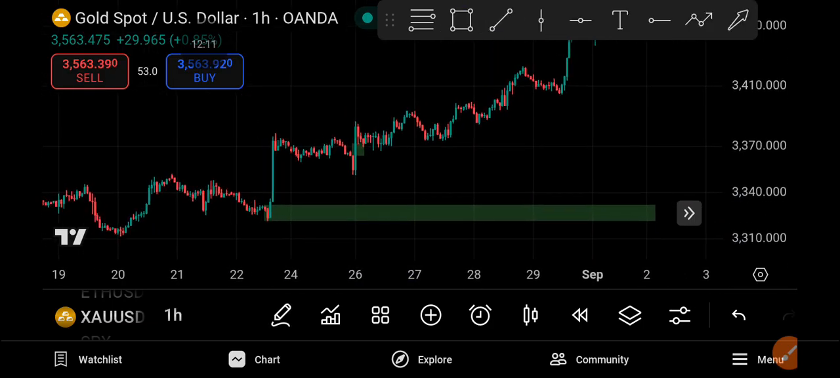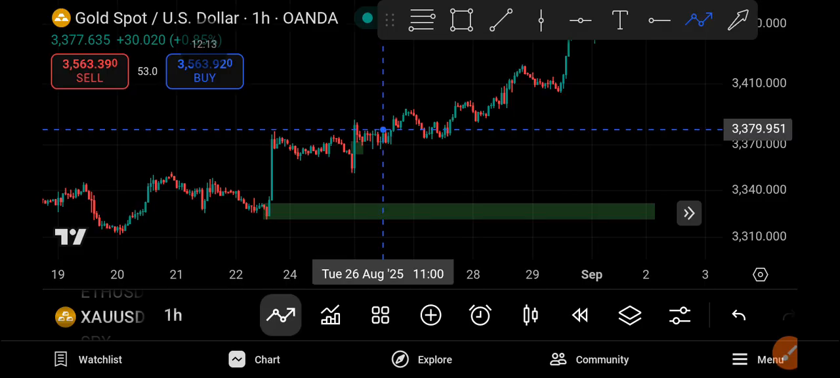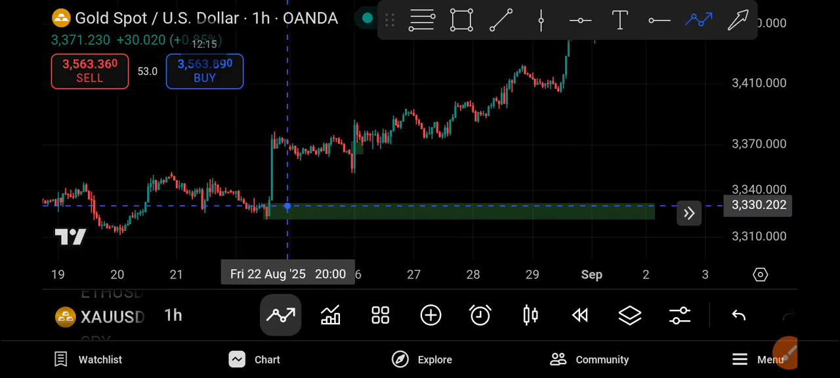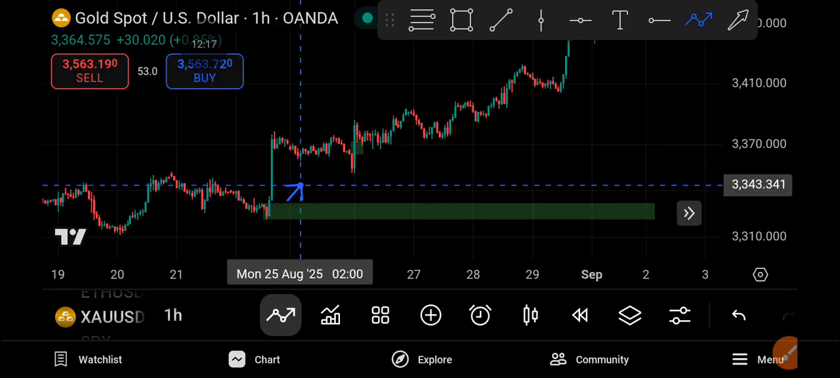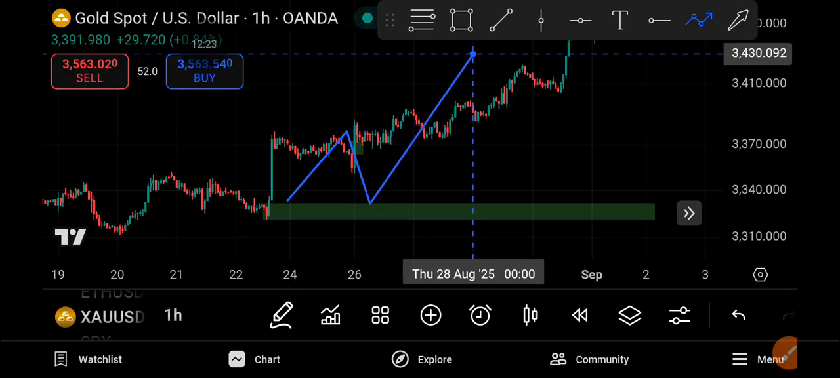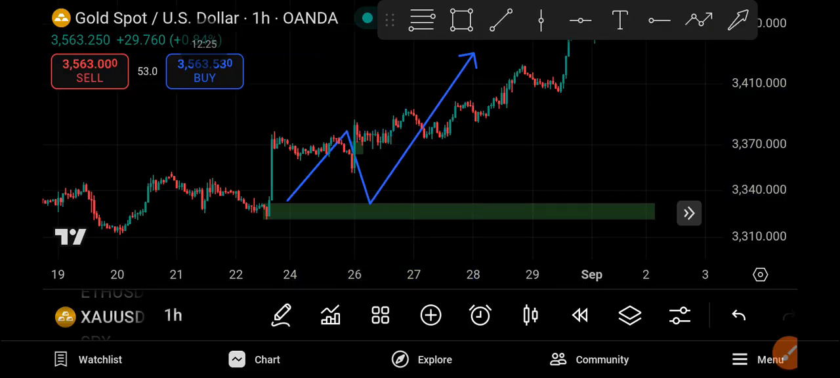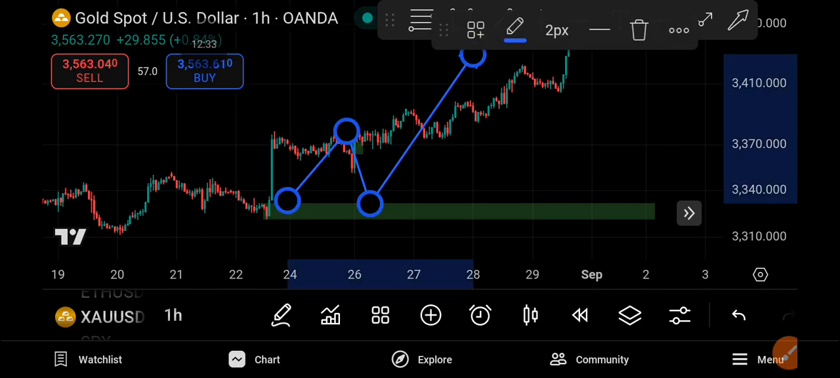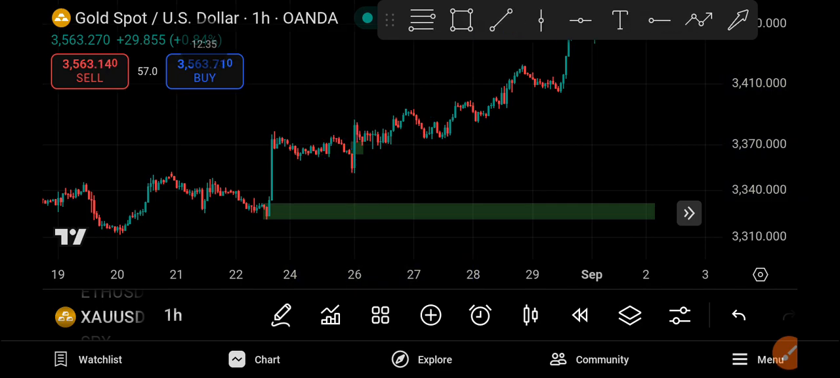Let me draw it for you. When the market goes from this point, it will go like this. But when it tries to retest like this, it has to go up. So this one will be called our order block. But now we have a breaker block. A breaker block is a failed order block.